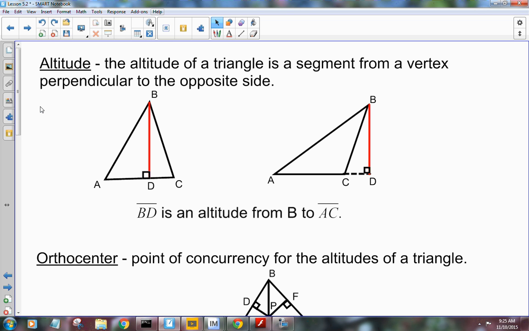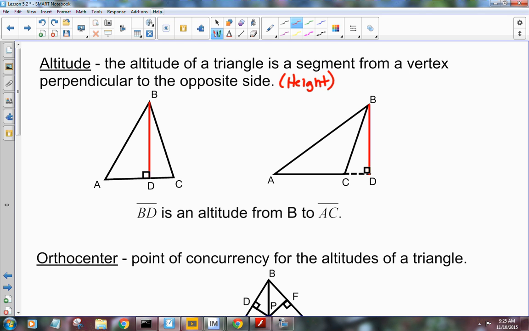Now, the next thing we want to talk about is the altitude. Okay? The altitude of a triangle is the segment from a vertex perpendicular to the opposite side. Okay, so it goes from a vertex perpendicular to the opposite side. It is the height of the triangle. So it goes from the vertex and it goes perpendicular to the opposite side.